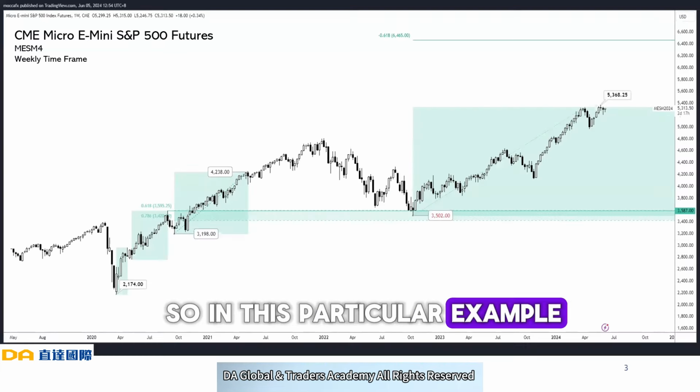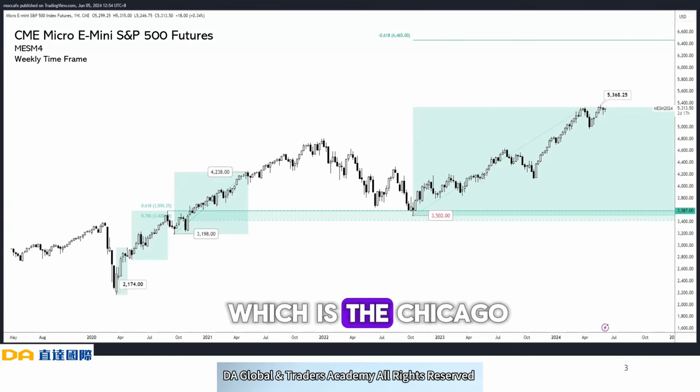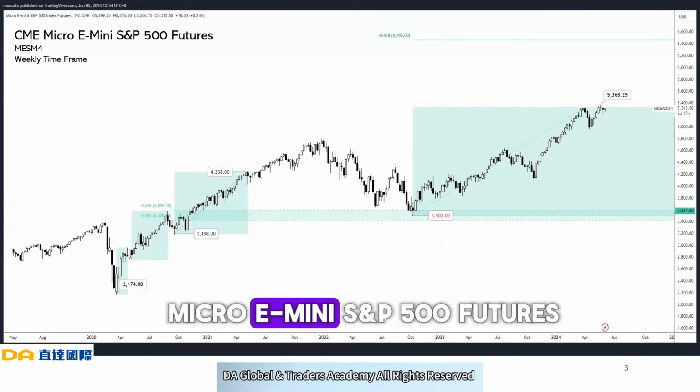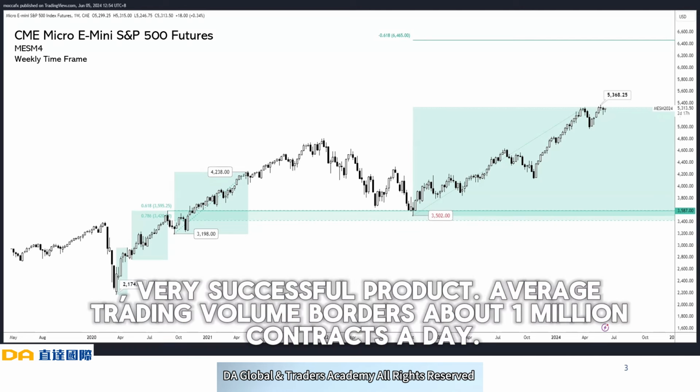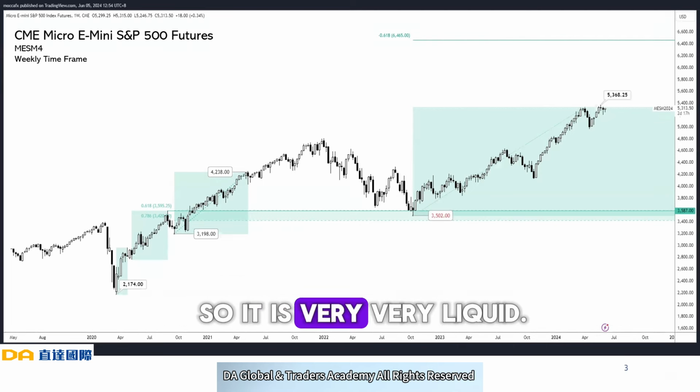So in this particular example, I'm using the CME, which is the Chicago Mercantile Exchange Micro E-mini S&P 500 futures, which is a very, very successful product. Average trading volume hovers around 1 million contracts a day. So it's very, very liquid.